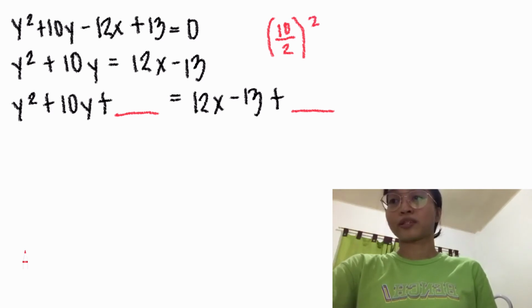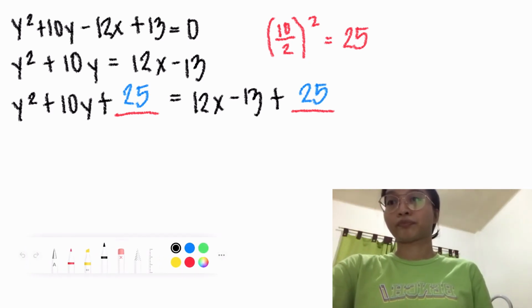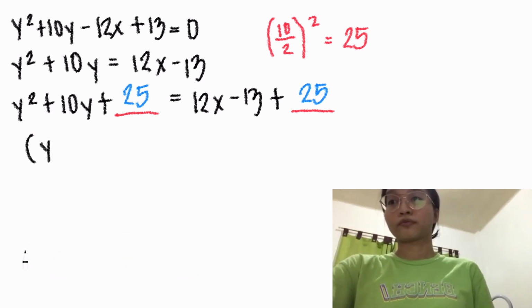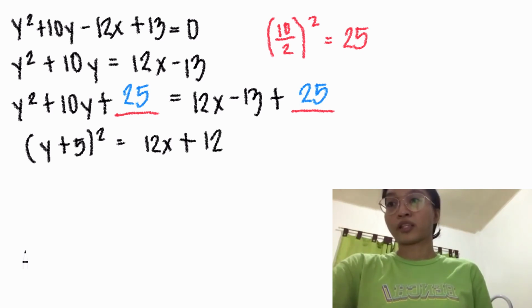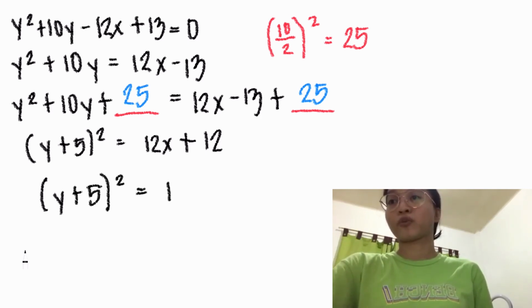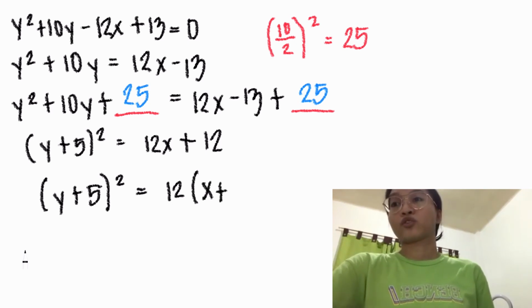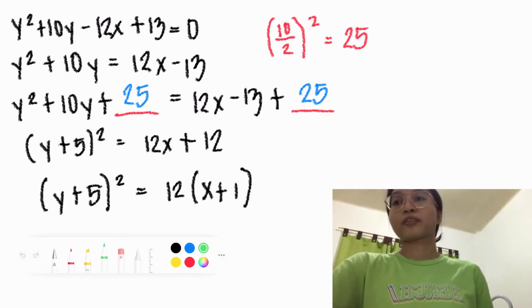To identify the missing numbers, we will compute 10 over 2 squared, which equals 25. 25 is the missing number. So, open parenthesis, y plus 5, close parenthesis, squared is equal to 12x plus 12. Thus, the standard form of this parabola equation is y plus 5 squared equals 12 times x plus 1.